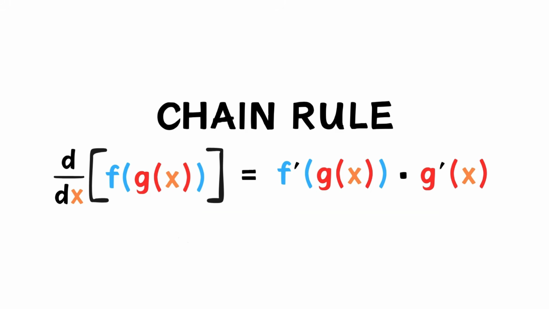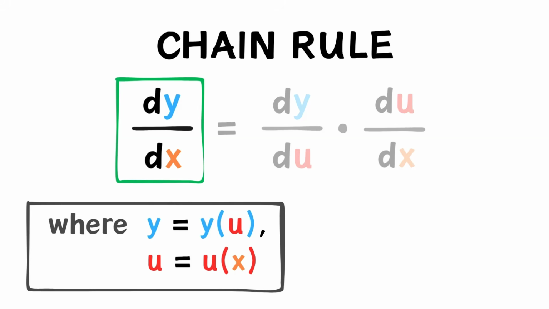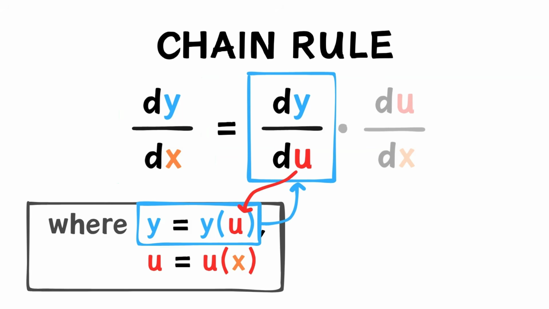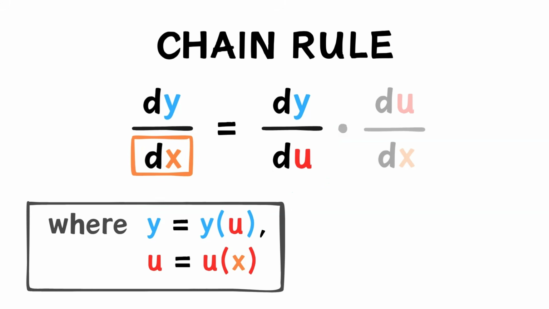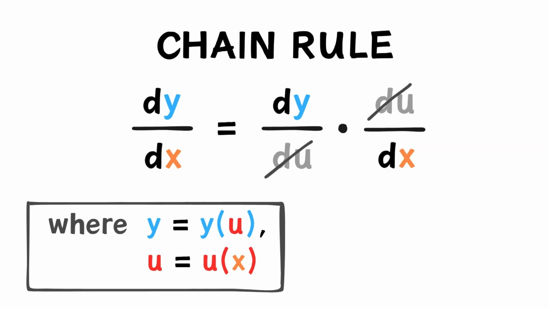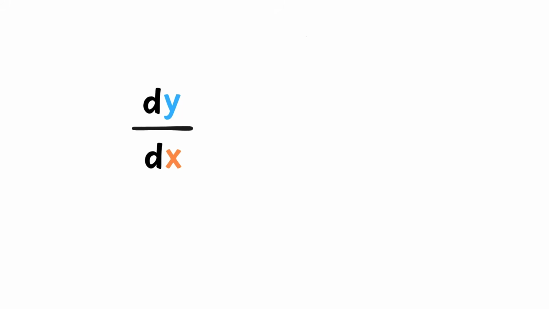To make this more intuitive, let's look at another notation of the chain rule. We want the derivative of y with respect to x. But y is written in terms of u, not x. So when we differentiate y, we get the rate of change with respect to u. Thus, to find the derivative of y with respect to x, we can multiply by the derivative of u with respect to x. Now, you can think of the u terms canceling out, and we get the derivative of y with respect to x.